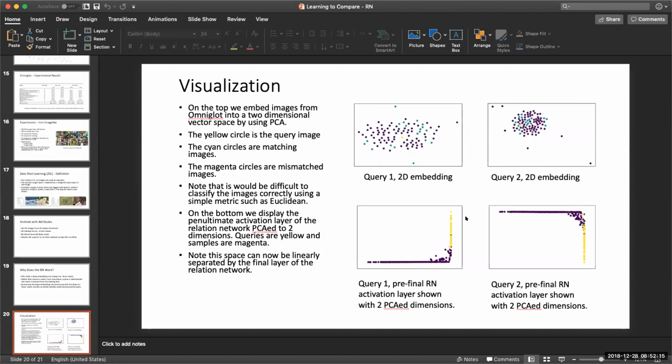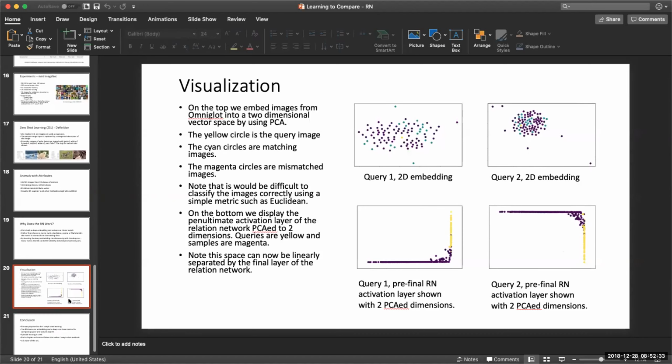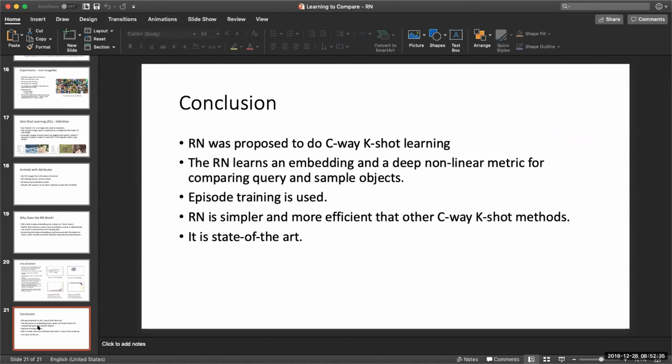So that would indicate that this deep nonlinear portion of the relational network does a good job of separating the data. So the conclusion is this relational network was proposed to do this C-way K-shot learning. The relational network learns an embedding and a deep nonlinear metric for comparing query and sample objects.